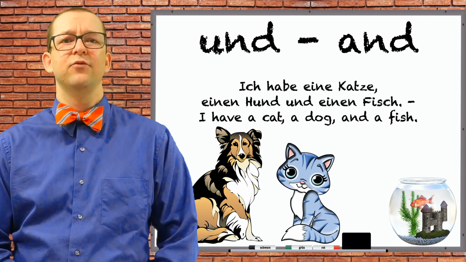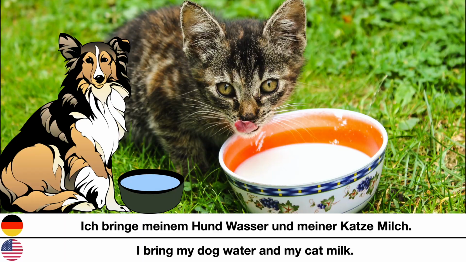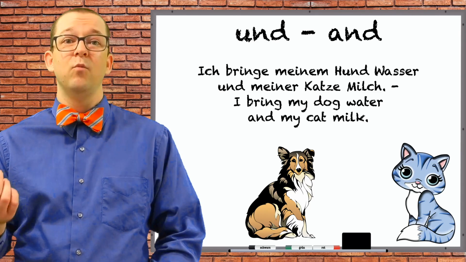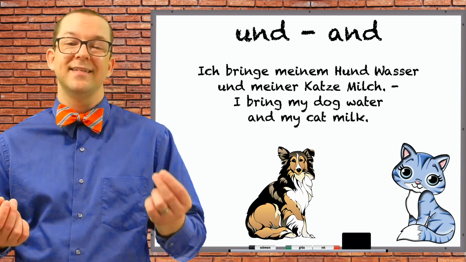You can also connect a phrase or clause with und. Ich bringe meinem Hund Wasser und meiner Katze Milch. I am bringing my dog water and my cat milk. Here we connected the phrase meinem Hund Wasser with meiner Katze Milch.